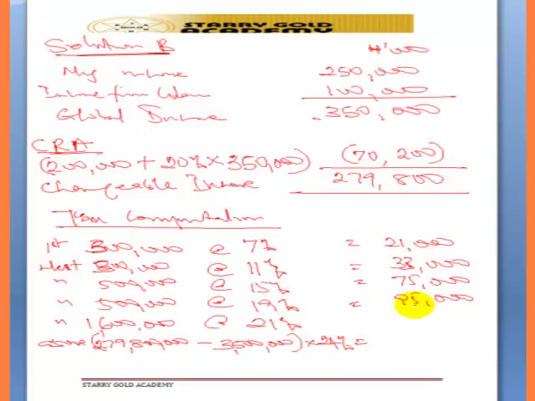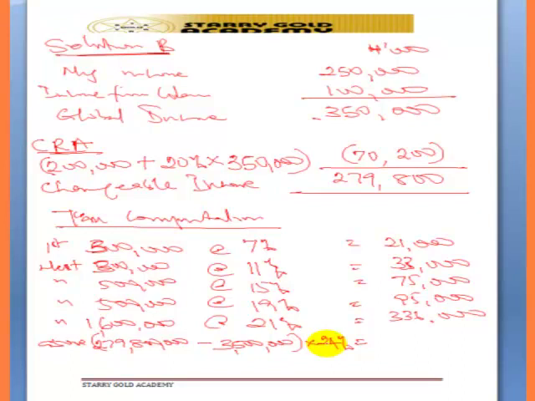And 1,600,000 multiplied by 21% is 336,000. This 1,600,000 multiplied by 21%. Yes, 336,000.